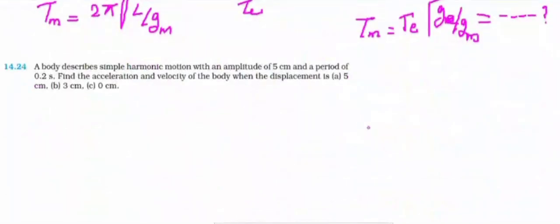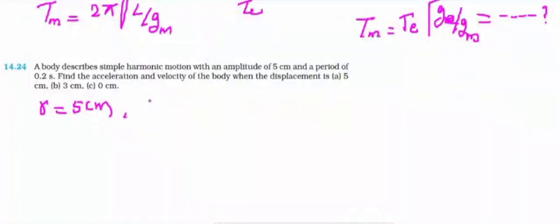Then we move to question 24. A body describes simple harmonic motion with an amplitude of 5 centimeter. Amplitude is given, r is equal to 5 centimeter.